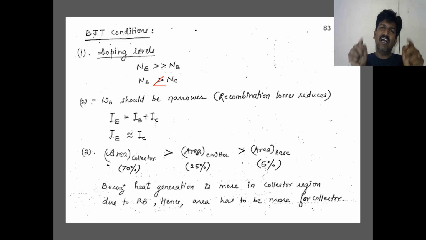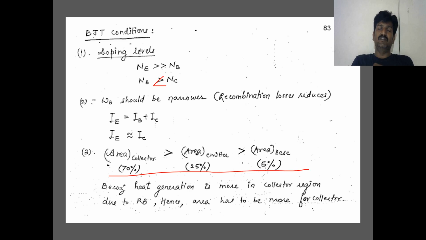And area coverage by the collector is very high. It means the material you are keeping for the collector area is very high, whether it is NPN or PNP, irrespective of that. And area of the emitter is very small. It is only 25%. And area of the base is 5%, very, very small. This is the third condition you should remember.